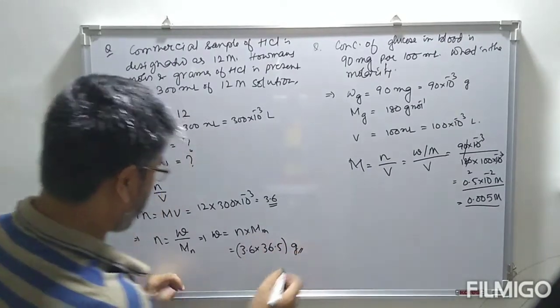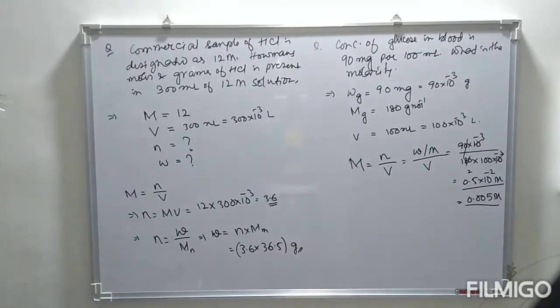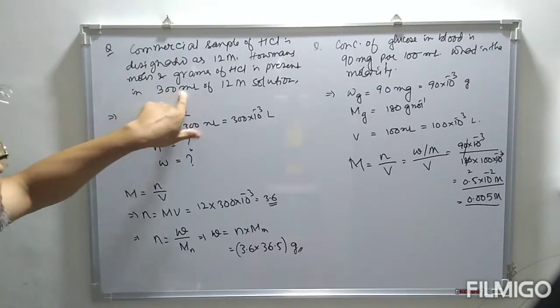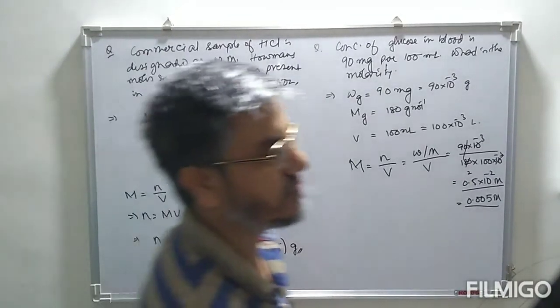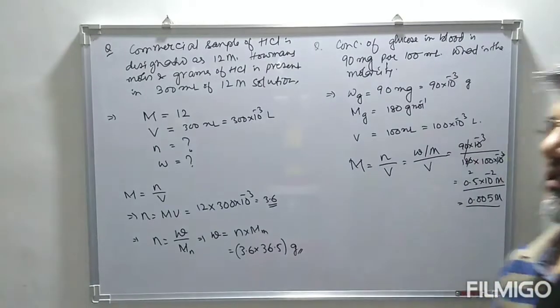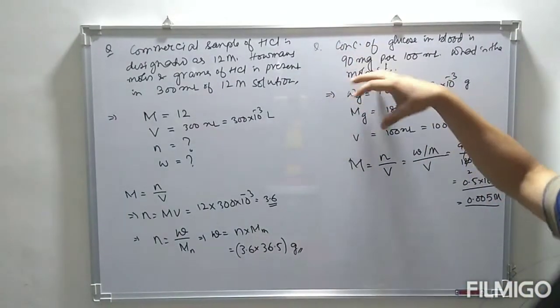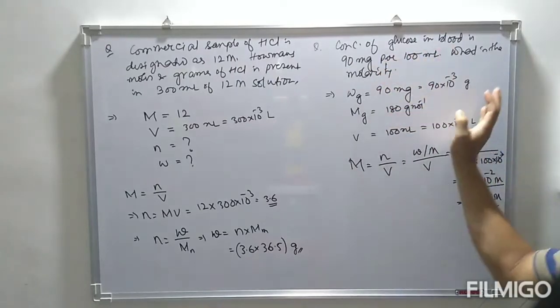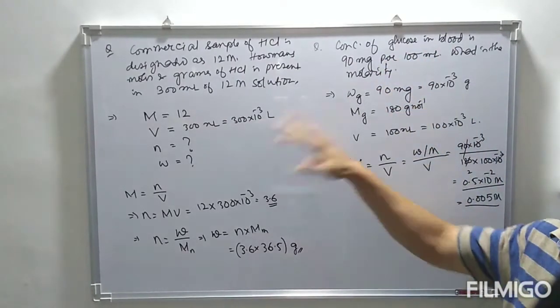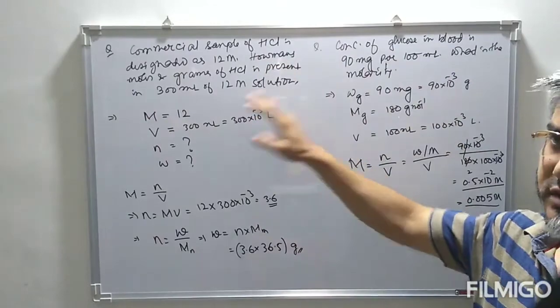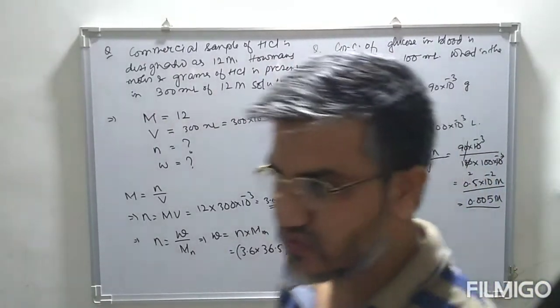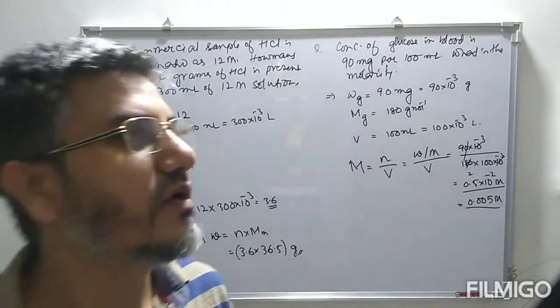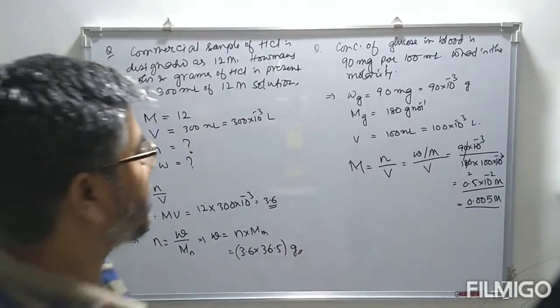This is the gram of HCl present in 300 ml of 12 molar solution. So this is a basic term to define the concentration in terms of molarity. So how we can convert moles into molarity, mass into molarity, or molarity into moles, and molarity into mass. This is one of the most common methods of concentration used in chemistry.